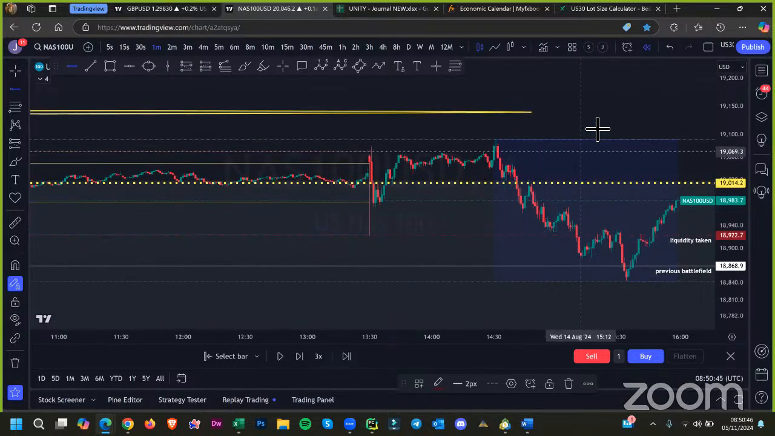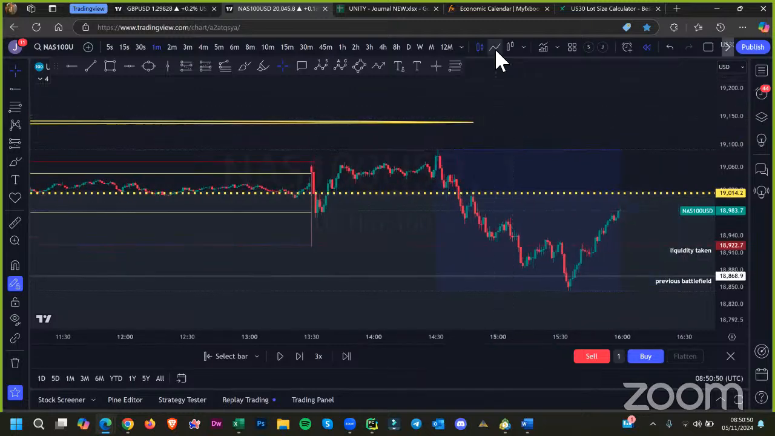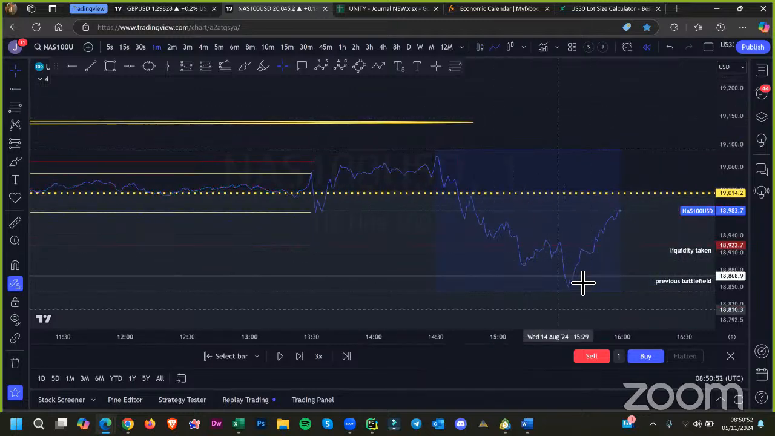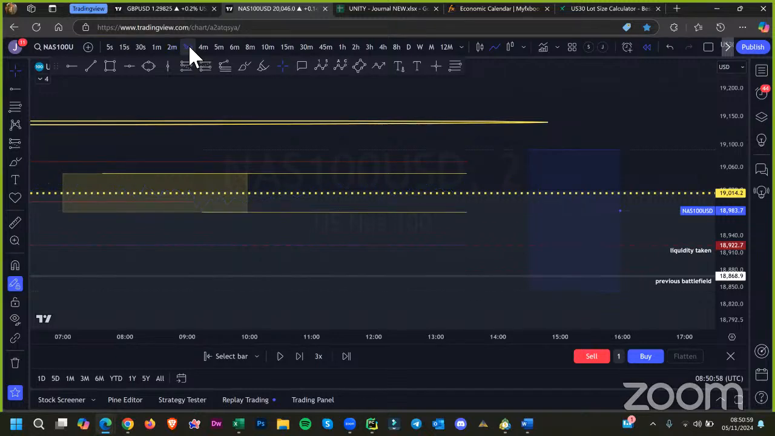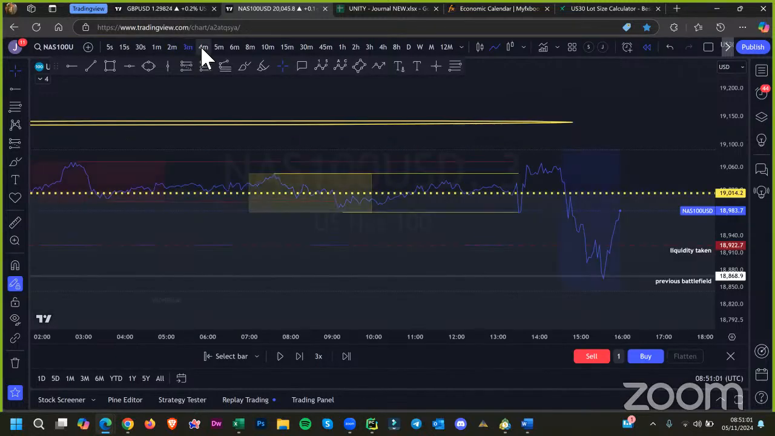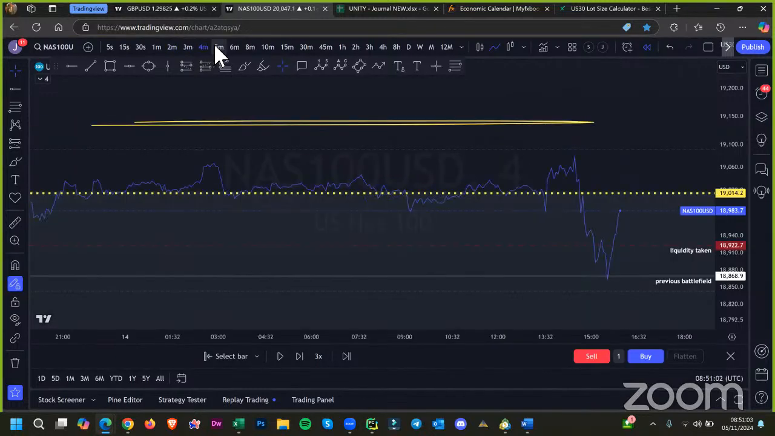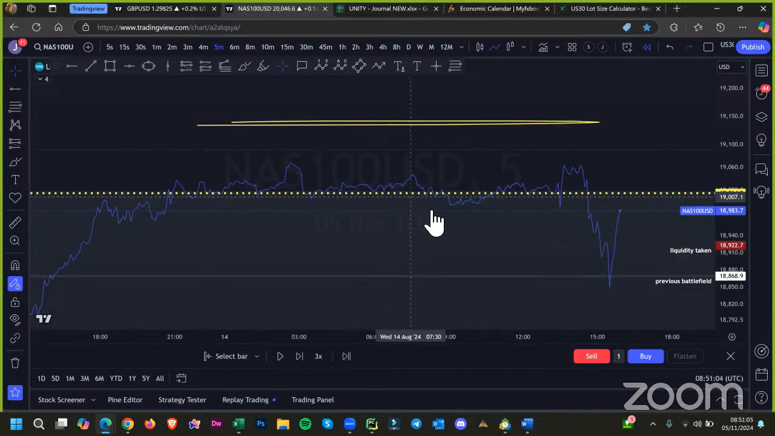Let's see. This isn't one I made earlier. I'm doing this live. So let's see if we can see anything on the 1-minute time frame. On the 1-minute, I can't see a clean manipulation W here. Let's check the 2-minute, the 3-minute, the 4-minute. The 5-minute it is. Yeah, 5-minute it is.